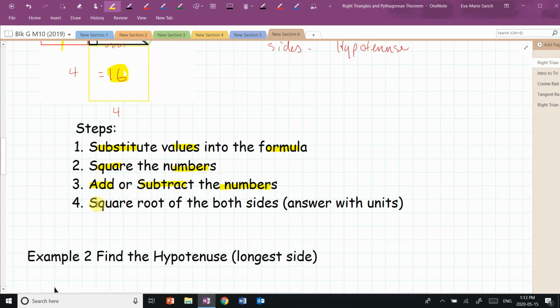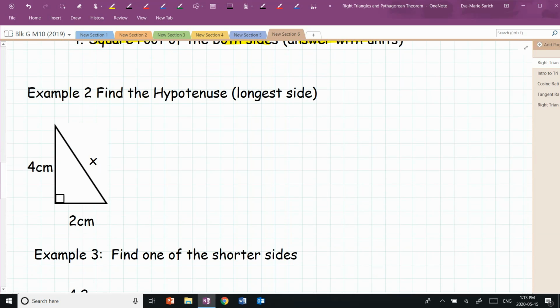Then our last step is we need to take the square root of both sides, and that gives us our answer, and of course we need to include units. Okay, so I'm going to do an example here.